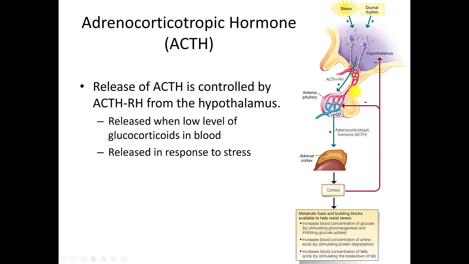Now again, remember, all the hormones that come from the pituitary gland are all controlled by the boss, which is the hypothalamus. So the adrenocorticotropic hormone is controlled by the release of a releasing hormone coming from the hypothalamus called adrenocorticotropic hormone releasing hormone. And this is going to get released anytime there's low levels of glucocorticoids in the blood or even in response to stress.